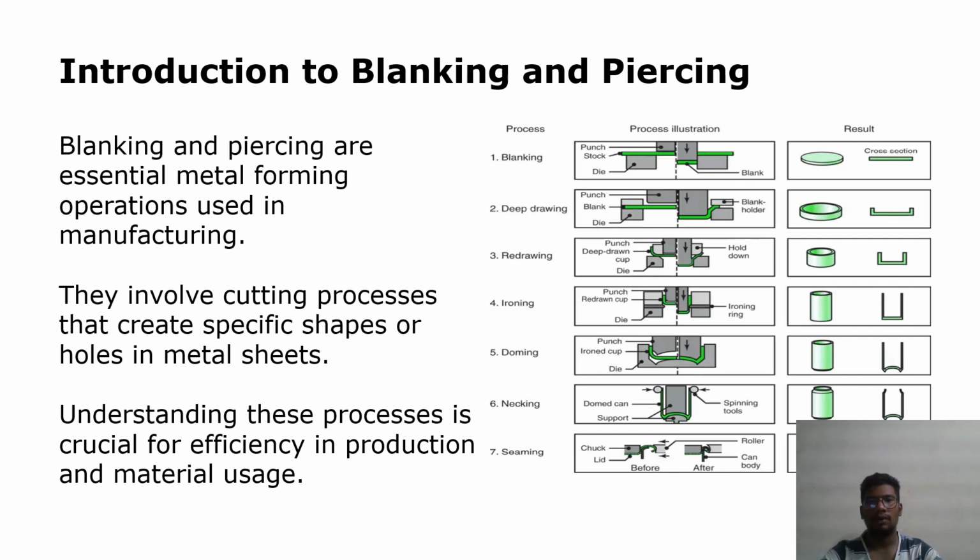You can observe how the blanking is done on the metal steel in the figure on the right side diagrams. How the blanking is done and piercing will be done with the material.